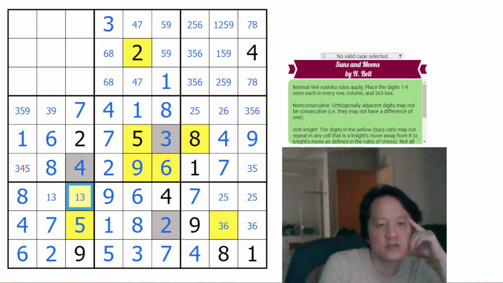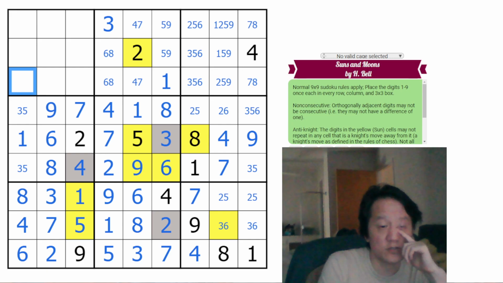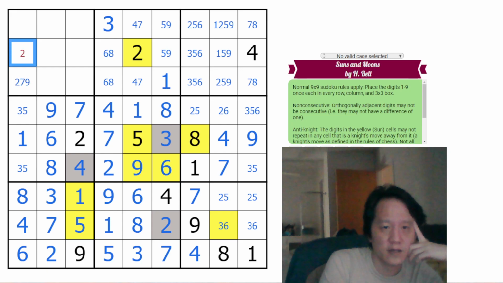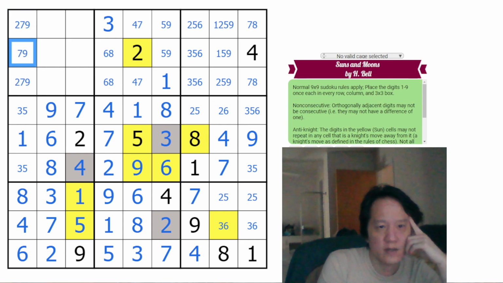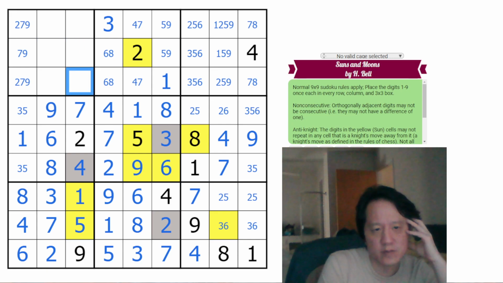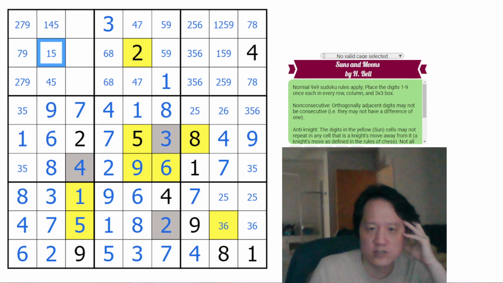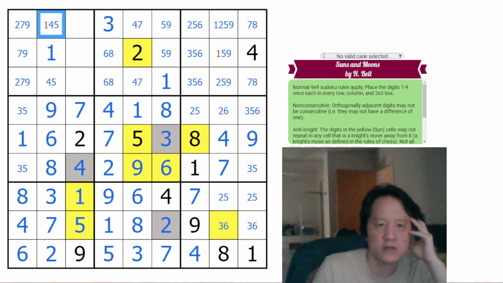So this can't be next to a 3, so that's 1, 3. This is 9. 3, 5, 3, 5. So we have what? 2, 7, 9. This becomes, let's do this one. 1, 4, 5. So this cannot be 5 because that would be next to a 4. So this is 1.